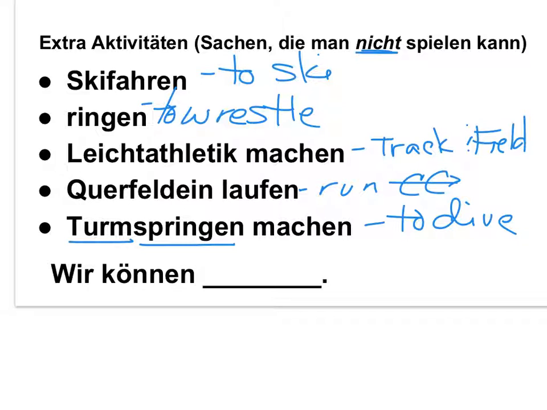Okay? So if you're going to say, I can do this or we can do this, same as before, you're going to use the verb as the last thing. So we would say, wir können. What does that mean? We can. Okay? So how would you say, we can ski? Wir können Ski fahren. Good. What about we can wrestle? What about we can dive? Good. Wir können Turmspringen machen. Good.